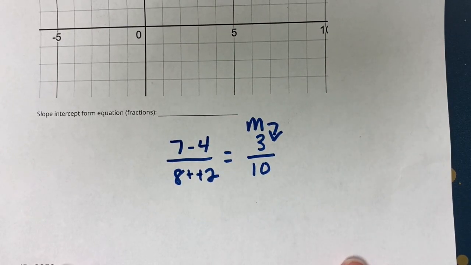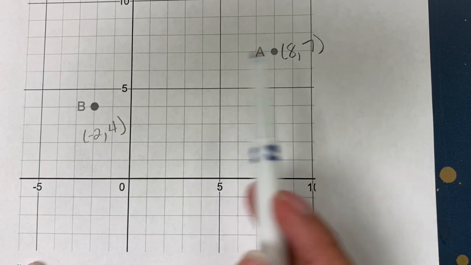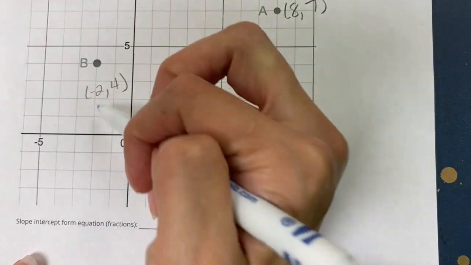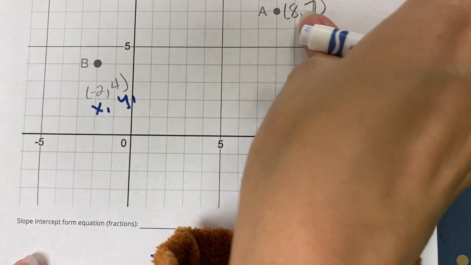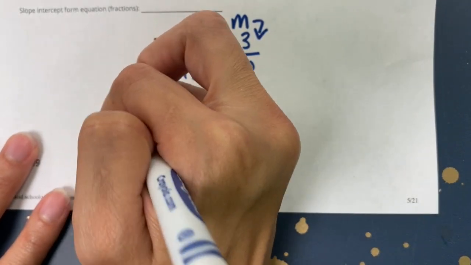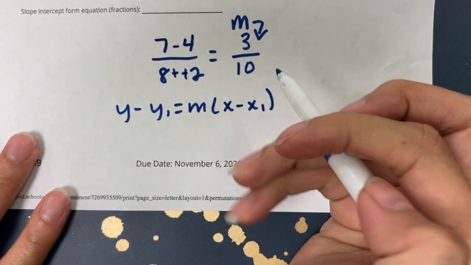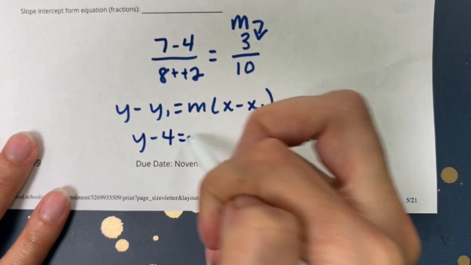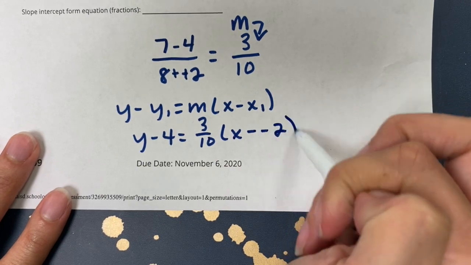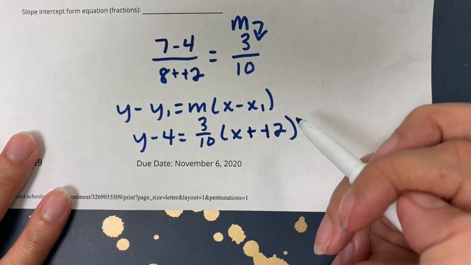I know that I can use either of these points. So I'm actually going to use negative 2, 4. This is going to be my x1, y1. So now, because I have an x1, y1, and a slope, I'm going to do y minus y1 equals m, x minus x1. So y minus 4 equals 3 over 10, x minus negative 2. This is the part where some of you mess up. That double negative is a positive, so make sure you do that.